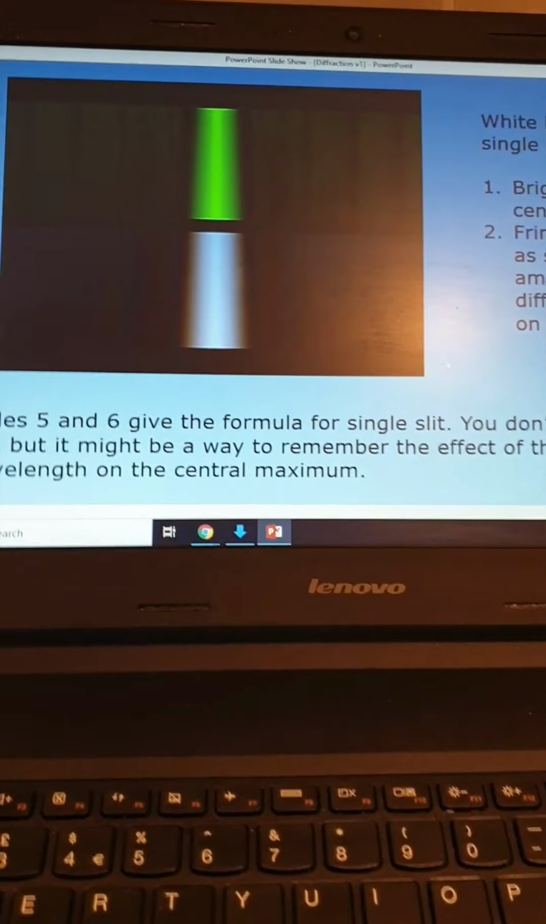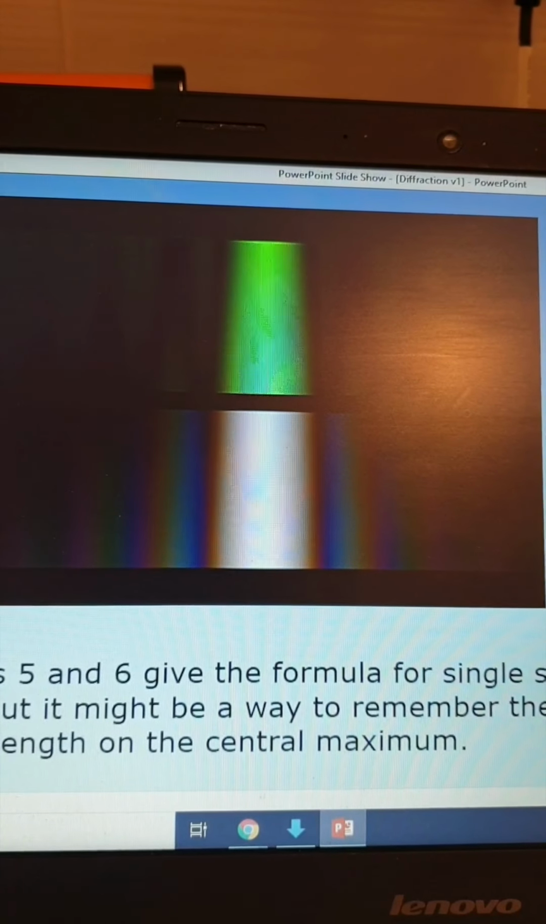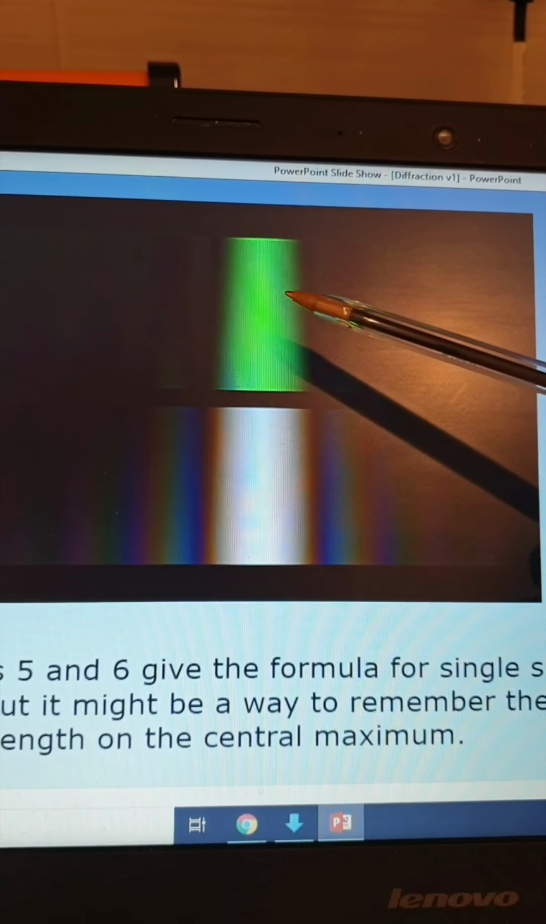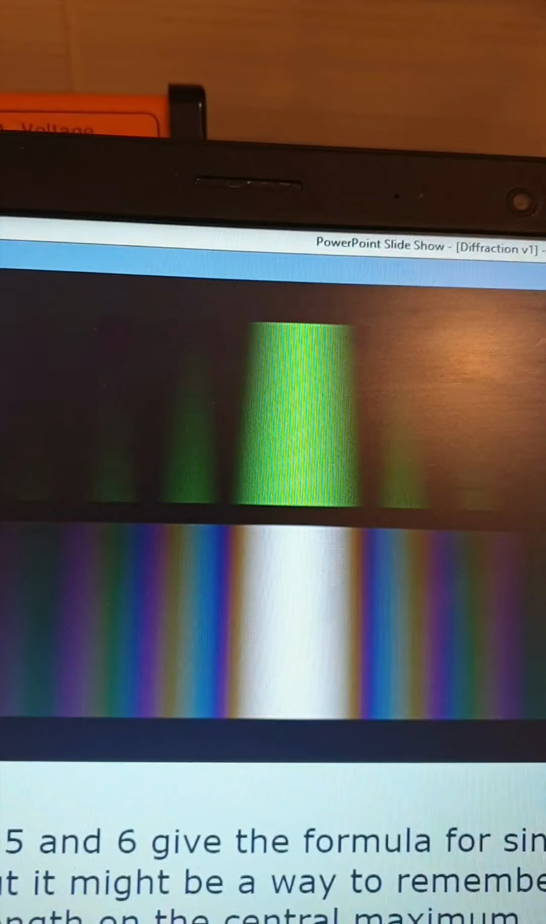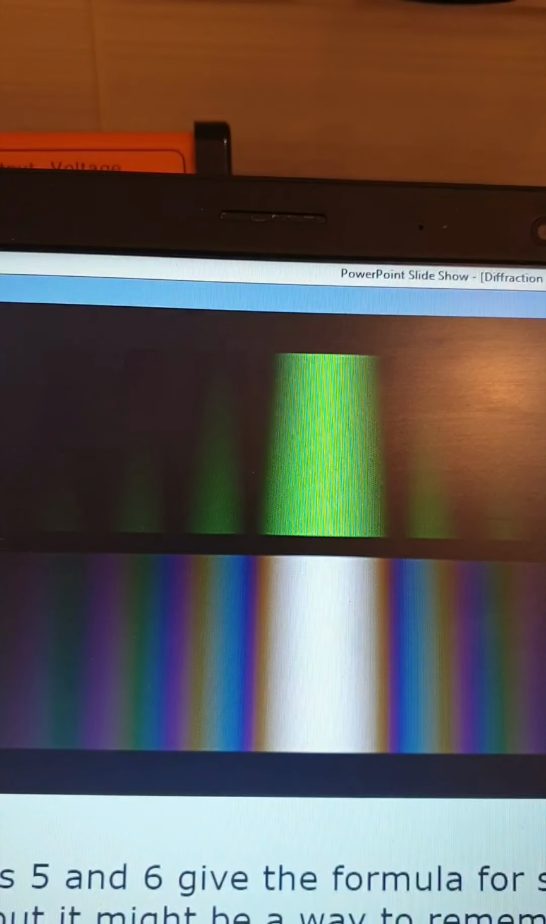If we put monochromatic light through the slit, we get a bright central maximum with fringes on either side, and if we put in white light, then we get a central white maximum with the spectrum of colors on either side, and we see that the red is moved further away from the central maximum than blue and violet.